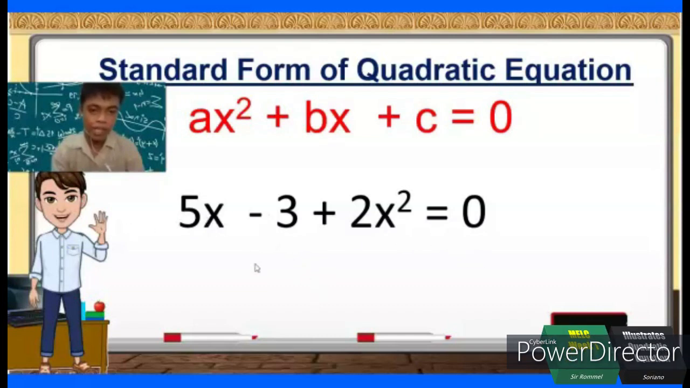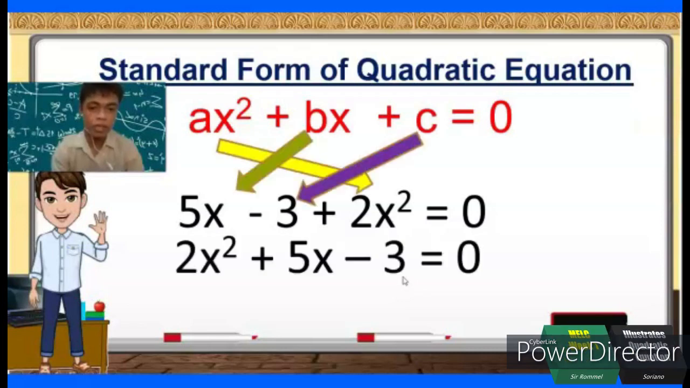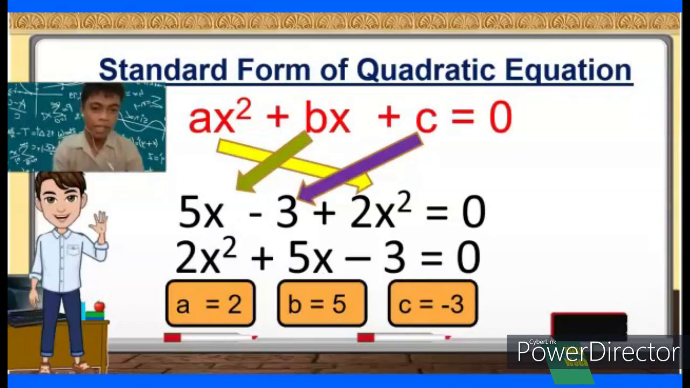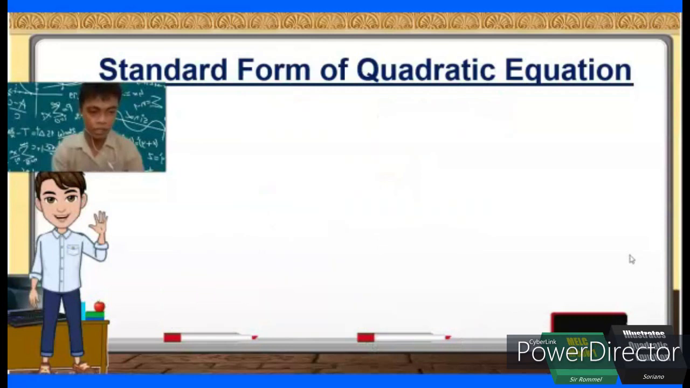Pag pinagpapalit lang natin sila, inaayos lang, hindi mo babaguhin ang sign. So, ang ating quadratic equation is 2x squared plus 5x minus 3 is equal to 0. At ano yung values ng a, b, and c? A is equal to 2, b is equal to 5, and c is equal to negative 3. Yan. So, ayan yung explanation sa ating jackpot question.